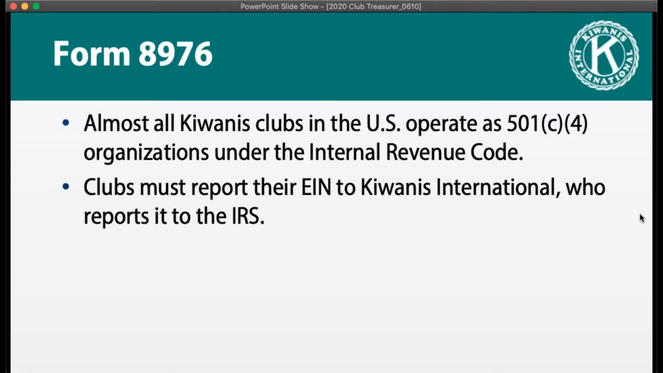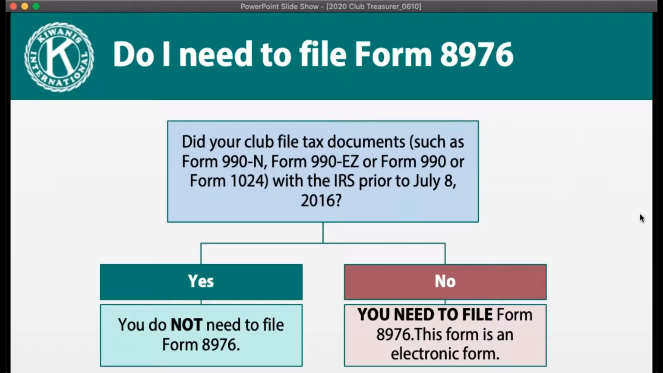So, do you need to file a Form 8976? If your club filed tax documents, so a 990, a 990-N, a 990-EZ, or a Form 1024 with the IRS prior to July 8th of 2016, you do not need to file a Form 8976. If your club did not file a 990 or a 1024 before July 8th, 2016, you do need to file Form 8976. It's an electronic form. You can go to the IRS website to do that.